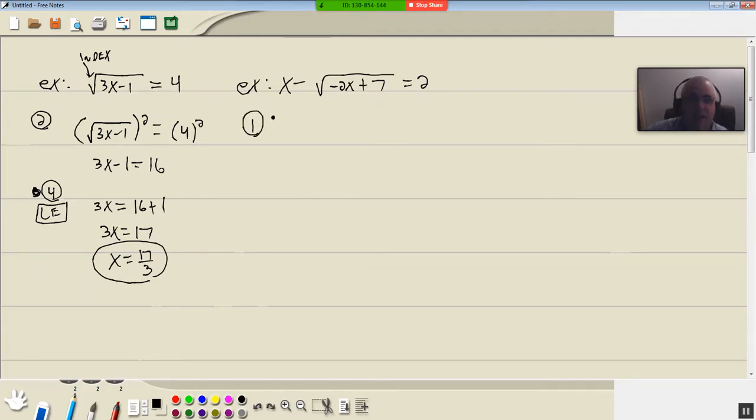First step says to get the radical by itself. So I'm going to take this negative square root, move it to the right side, and I'll take this 2, move it to the left side. When you move anything across the equals, your sign changes, so the positive 2 becomes a negative 2, and the negative square root becomes a positive square root.